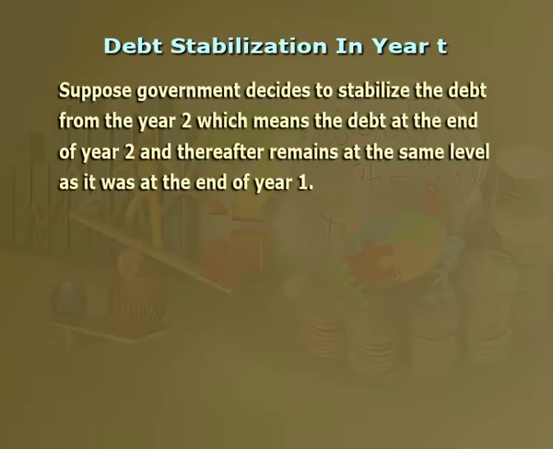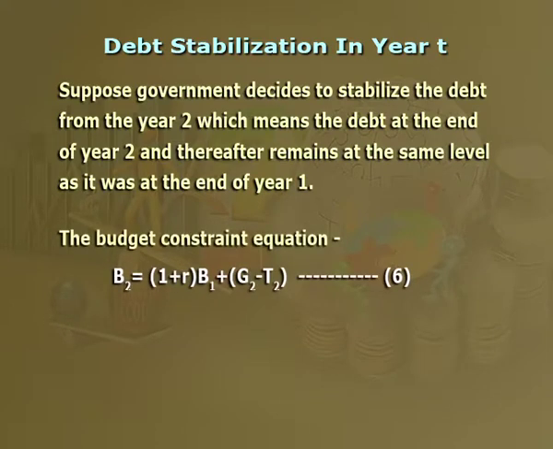Suppose government decides to stabilize the debt from the year 2, which means the debt at the end of year 2 and thereafter remains at the same level as it was at the end of year 1. The budget constraint equation may then look like B2 is equal to (1 plus R) whole into B1 plus G2 minus T2, which is our equation 6.